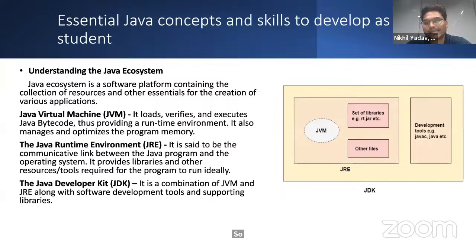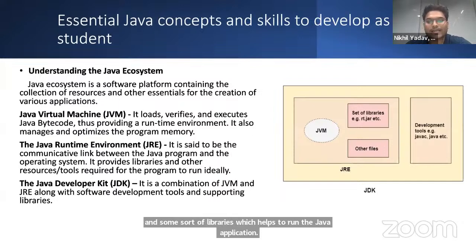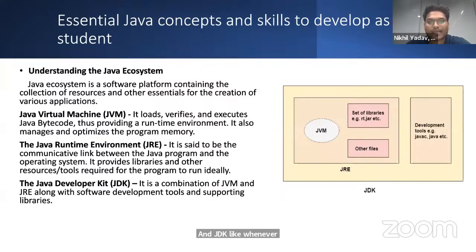It is a superset of JVM plus some libraries which help to run the Java application. And JDK, whenever we start any Java project or Java application, we first install JDK. JDK is basically the package of JRE and some development tools like javac and other tools. So that is the Java ecosystem.